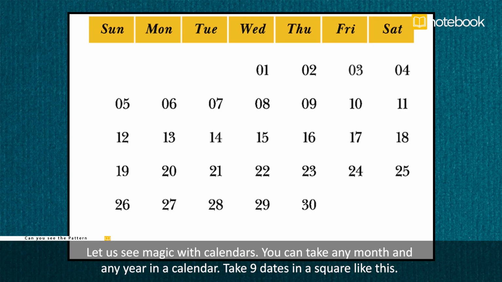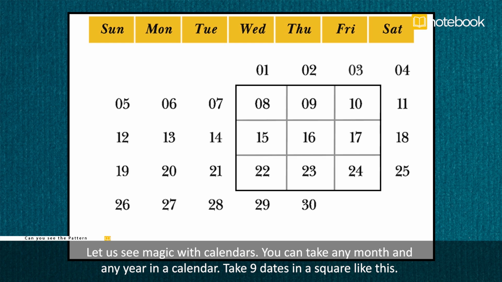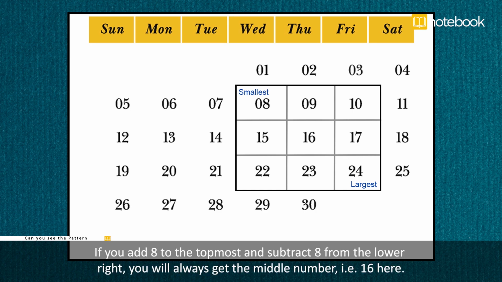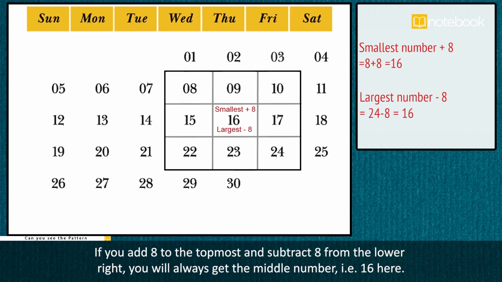You can take any month and any year in a calendar. Take 9 dates in a square like this. The top left number is the smallest and the right bottom number is the largest. Here they are 8 and 24 respectively. If you add 8 to the top left and subtract 8 from the bottom right, you will always get the middle number, that is 16 here.